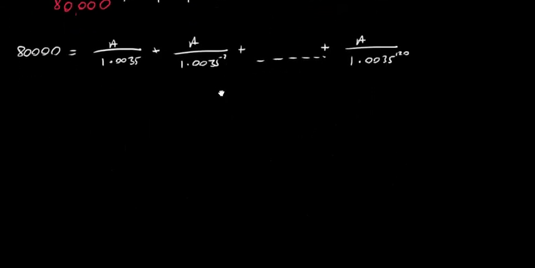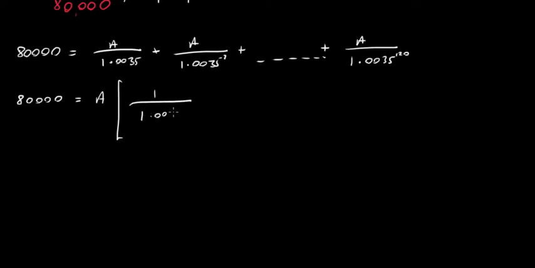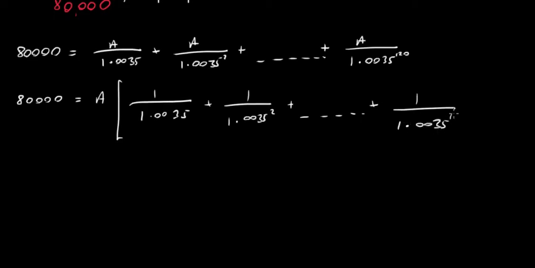Okay, so now we've got an equation here that we've got to solve for A. Now we're missing these ones in the middle, so we've got to employ a technique that will allow us to deal with that. So let's see what we're going to do here. First thing I'm going to do is write down the 80,000 again. I'm going to factorize out the A. You don't have to, but I think it just makes it a little bit easier. So really we've got here 1 over 1.0035 plus 1 over 1.0035 squared, and then we went all the way up to 1 over 1.0035 to the power of 120.